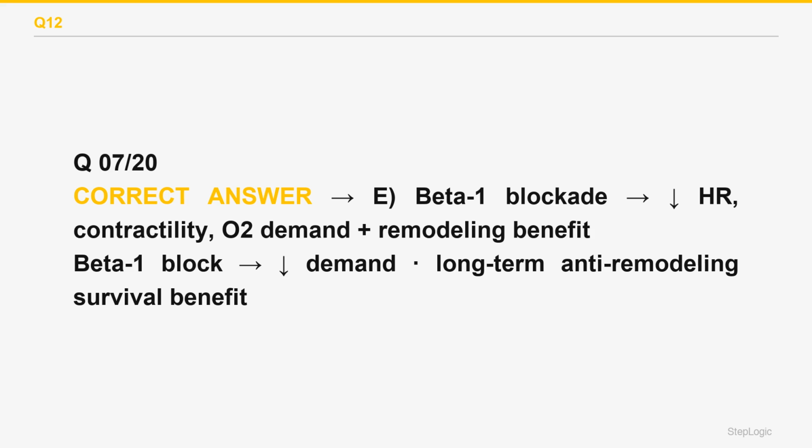Beta blockers reduce oxygen demand and improve survival through anti-remodeling effects. That is the core post-MI and heart failure benefit.